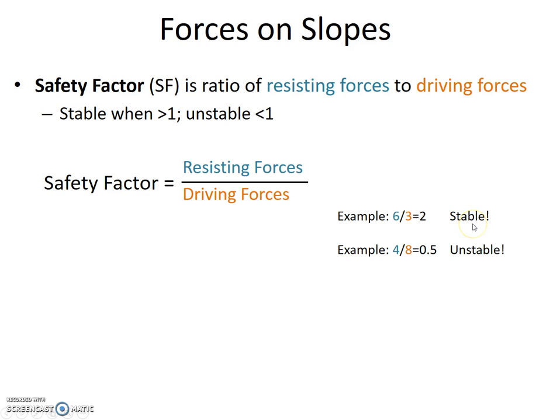My slope is stable. An unstable example is 4 divided by 8 equals 0.5, which is less than 1. Unstable slope. Unfortunately, slopes are not static, meaning that slopes change, and there are many things that can change them. A previously stable slope can become unstable.